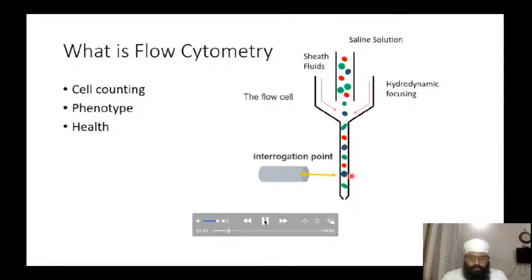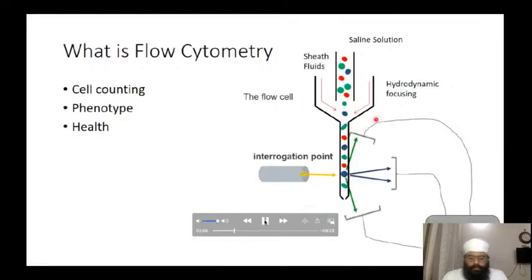Now, when the cell passes through the laser beam, two events happen. First is the forward scattering, which is the light scattered at an acute angle to the forward direction, and the side scattering, which is the light scattered in side directions. This light scattering is detected by specific detectors called the forward detector and the side detectors. These detectors are connected to a PC or data analyzer, which analyzes the data obtained from the detectors. Now, this is in general.